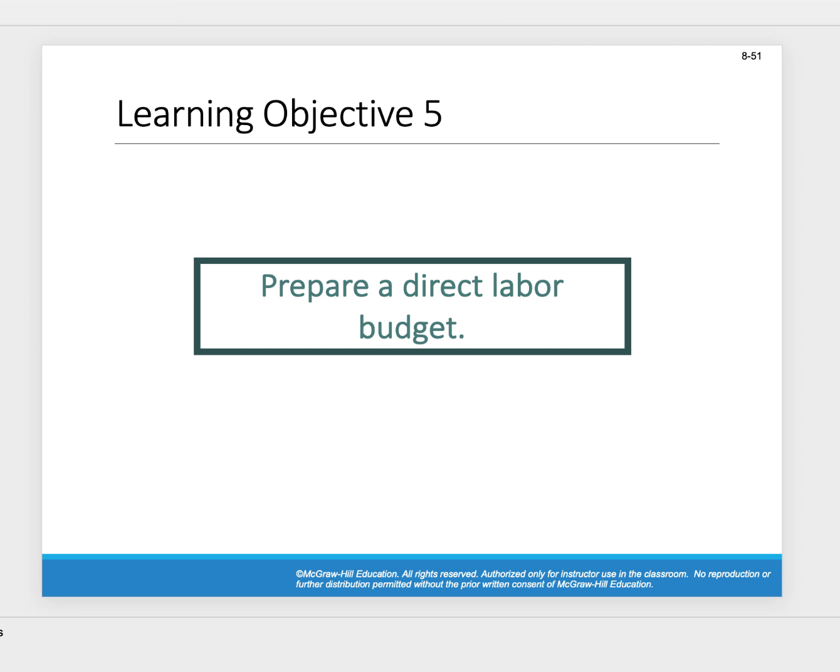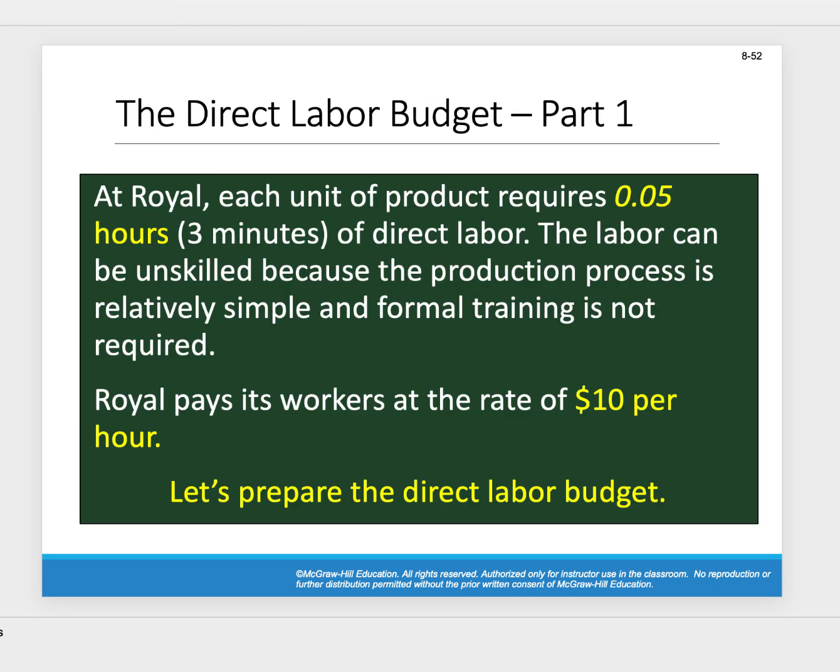Well, in order to prepare the direct labor budget, we need to know the number of units we need to produce, which we already know. We also need to know, how long does it take to make a unit, right? So they tell us that it requires 0.05 hours to make a unit. 3 minutes. It takes 3 minutes to make a unit. Okay. We have unskilled labor doing this. That's important because we can pay our workers a little less, right? If we had skilled workers doing this, we'd probably have to pay them more.